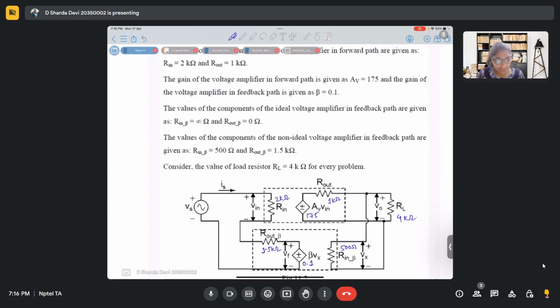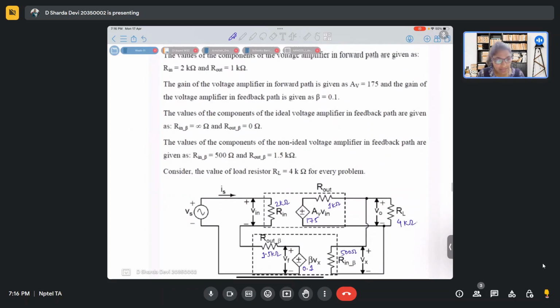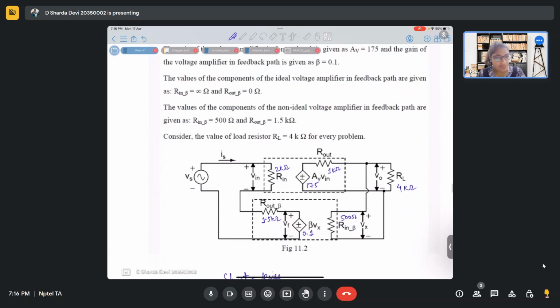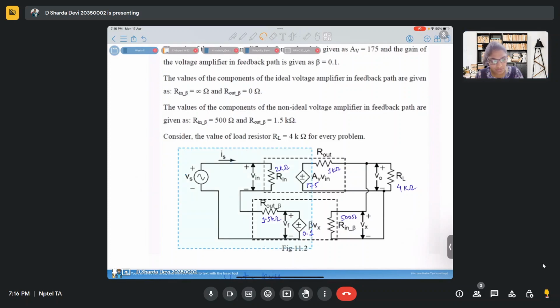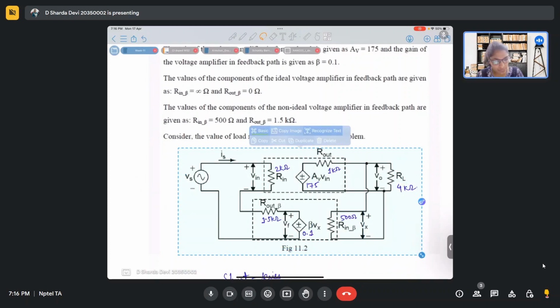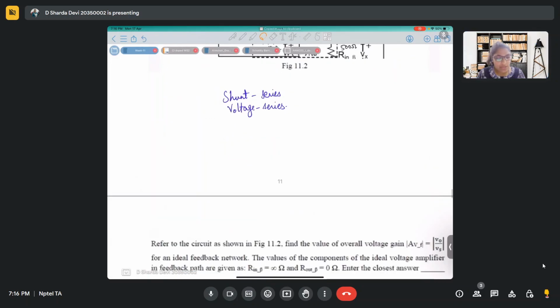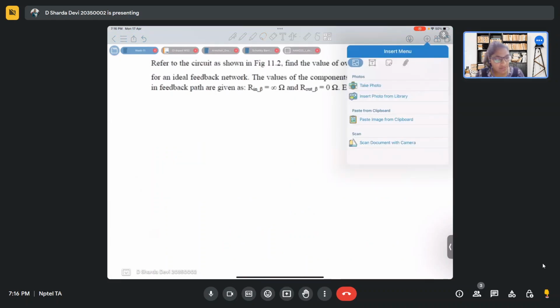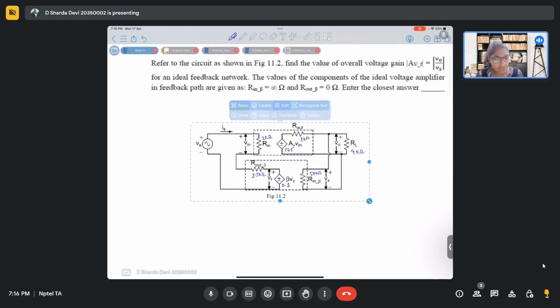So for this particular circuit, these are the parameters which have been already given. So let's copy the circuit and we'll move to the problems. The first problem related to this question is again we have to find the gain.